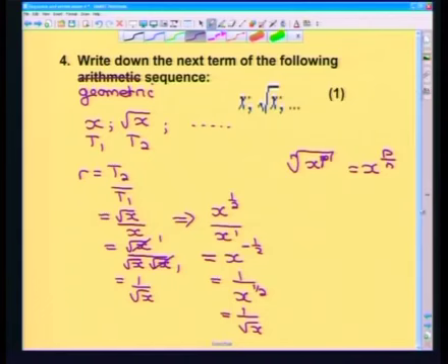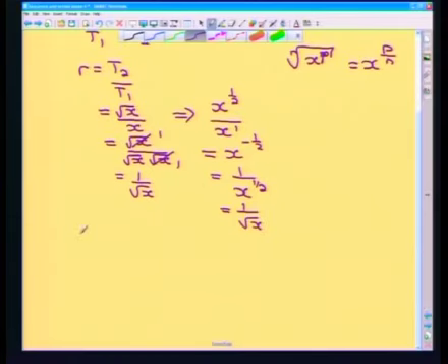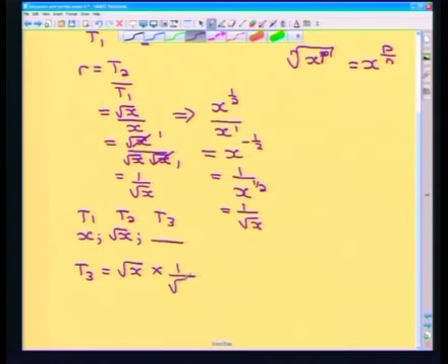So now at this point, we're going to go one of two ways again. We're going to use the formula, and we're going to just use multiplying on. What do we know? We know it was x, root x, and we're looking for this term. So that was term 1, this was term 2, this is term 3. To find term 3, I could take term 2 and multiply it by my r value. If I do that, you can see very nicely that that will cancel, and the answer will be 1.